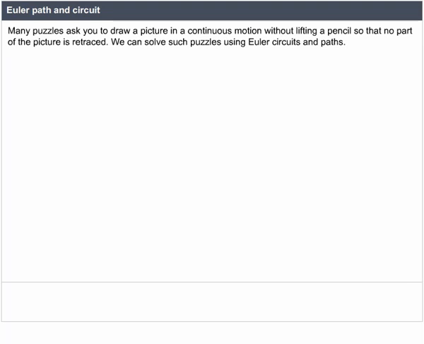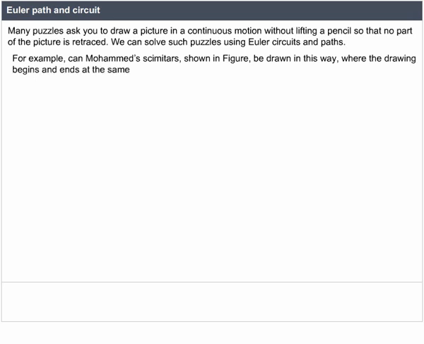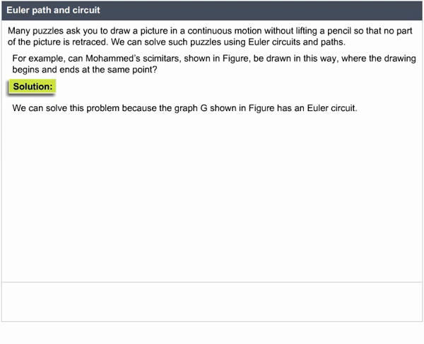For example, can Muhammad's scimitars shown in the figure be drawn in this way, where the drawing begins and ends at the same point? Solution. We can solve this problem because the graph G shown in the figure has an Euler circuit. It has such a circuit because all of its vertices have even degree.